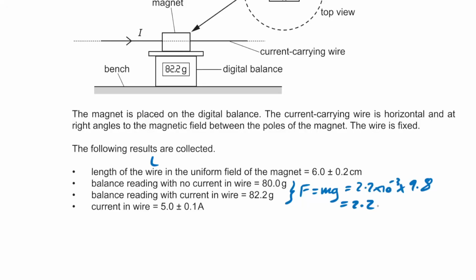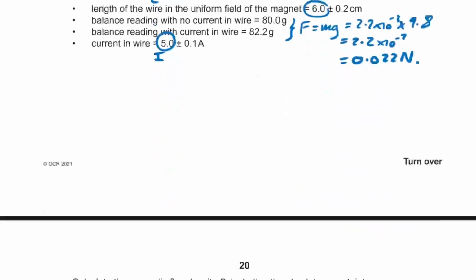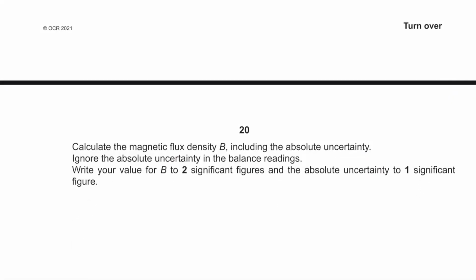Yeah, I mean, it's still 2.2 times 10 to the minus 2, or in other words, 0.022 newtons. Fine, and I have the current in the wire as well. That's my L over there, isn't it? Cool. What are we being asked to find? Calculate the flux density B, including the absolute uncertainty.